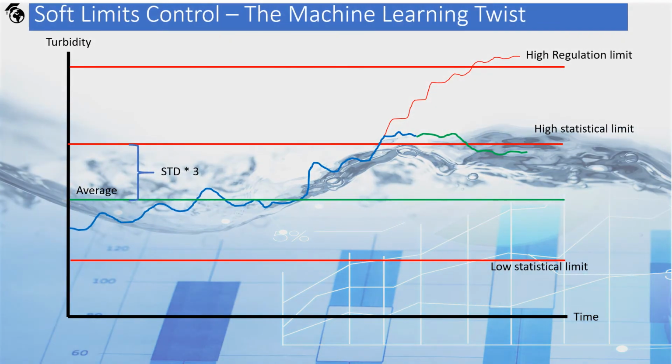What is the soft limits control concept? First, let's give this an acronym. Let's call it SLC, Soft Limits Control. SLC is a twist of the machine learning algorithm. It is based on the machine's ability to learn how many of the events of statistical limits violation matured into regulation limits violation. What about the slope and the path of the measurements curve made the events evolve into true positive events?